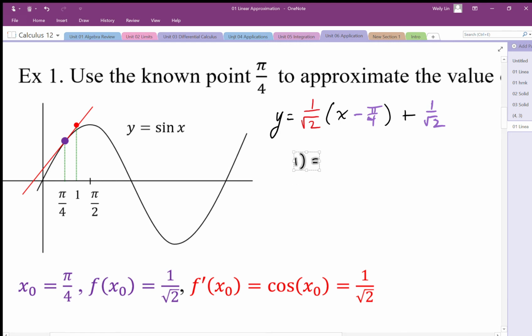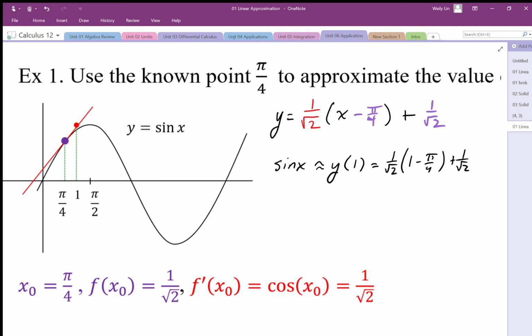So I'm just going to write it like this. I'm going to write this as sine x. Sine x is approximately equal to y at 1. This y value at 1, if I plug it in, is going to be 1 over root 2 times 1 minus pi over 4, plus 1 over root 2. Now plugging that into a calculator, I can use an add, subtract, times, divide equation to calculate this sine value. And it's not actually the actual sine value, but it's pretty close.